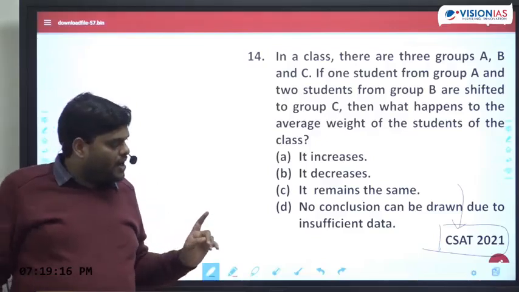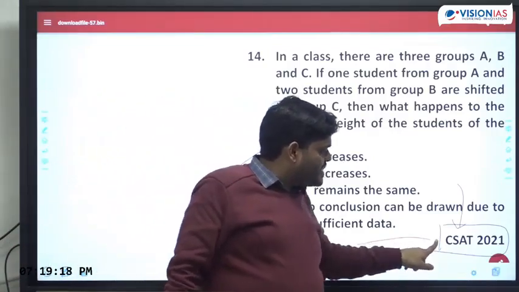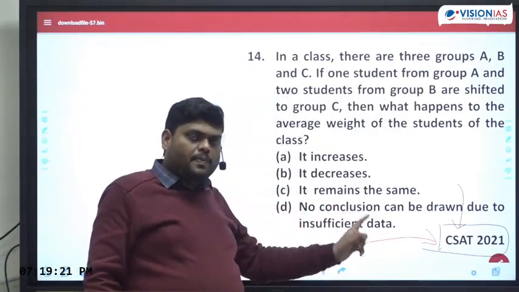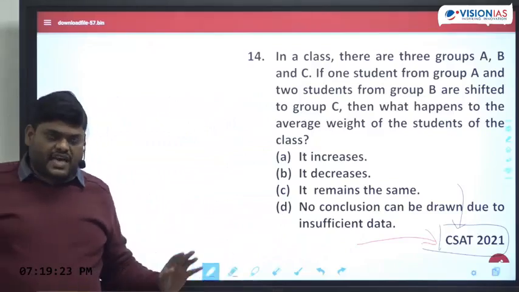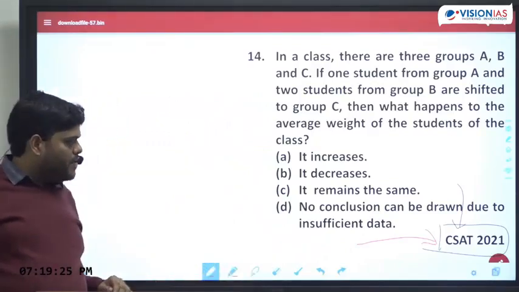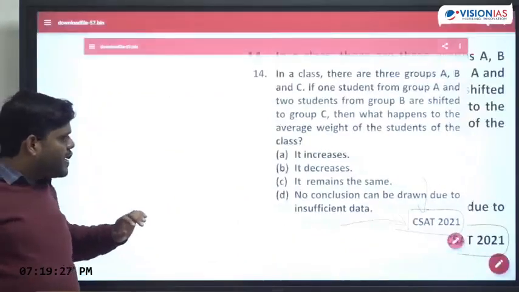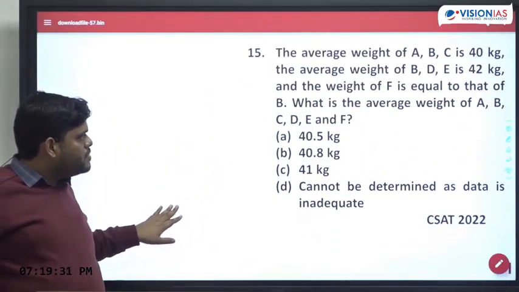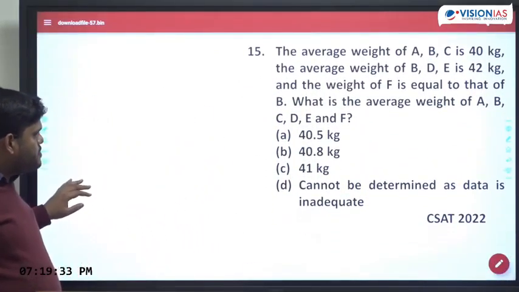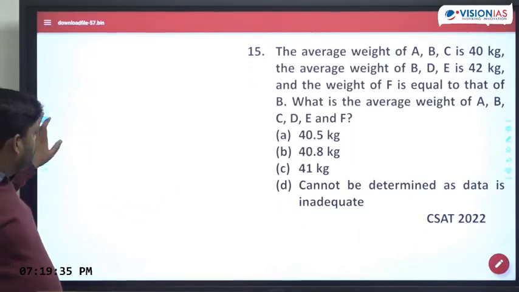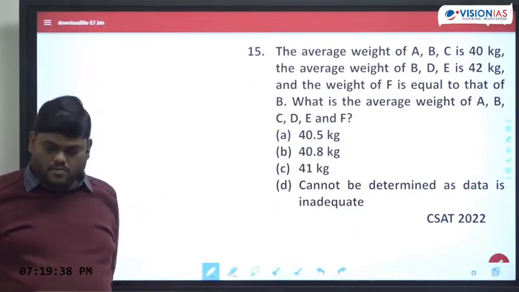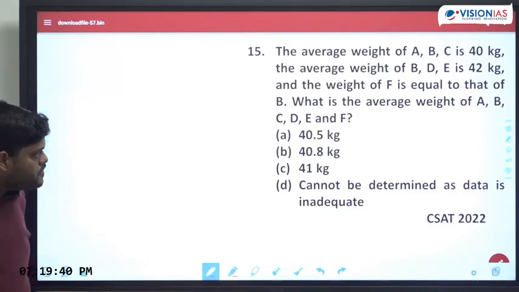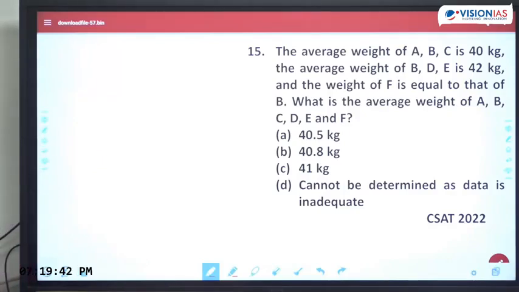ठीक है? और आप, you can check this. This is a CSAT 2021 question. That means 2 years back, this question came, and you should feel empowered. Okay, भाई, अब मुझसे हो रहा है. Maths, I am able to solve. चलो, ये भी solve कर लो. Try this question.